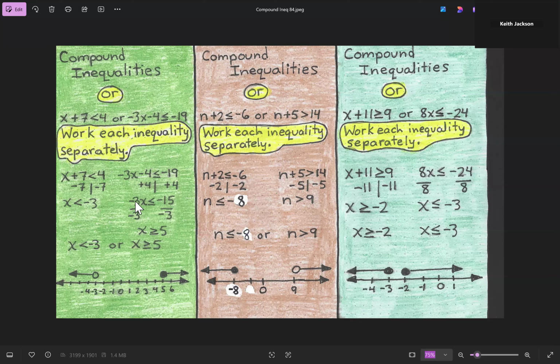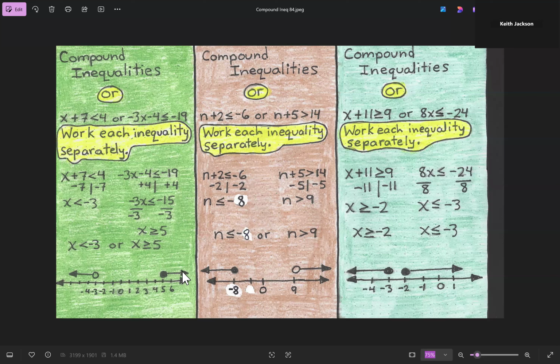Okay, and so we have negative 3x divided by negative 3, which will give us 1x, or just x right here. And in this case, we have negative 15 divided by negative 3, which will give us a positive 5, keeping in mind that the inequality switched directions. And so now we have x is greater than or equal to 5. And that's how we're going to graph it right here, with a shaded circle with the arrow going toward the right.